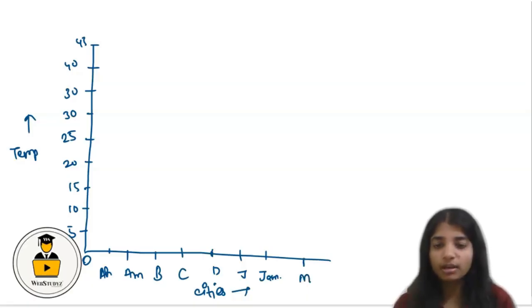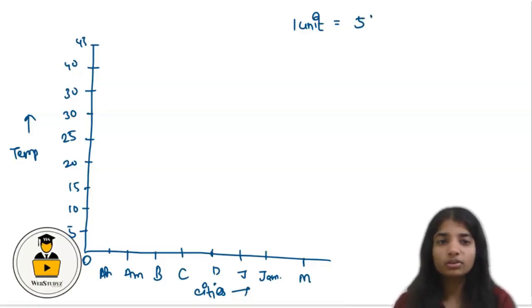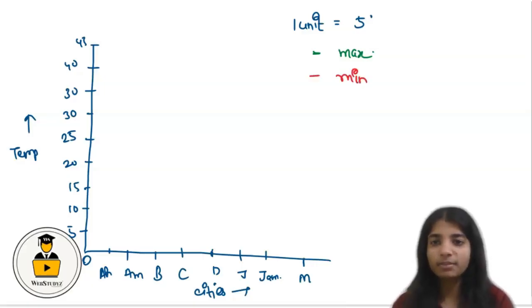We have to draw the temperature. For that, we have to draw the bar graph. Here what we are going to do is one unit here is representing 5 degrees. So we are going to use green for maximum temperature and red for the minimum temperature. So starting with the maximum temperature.